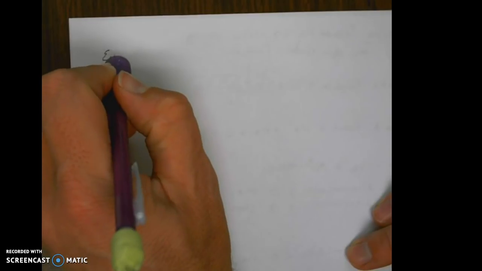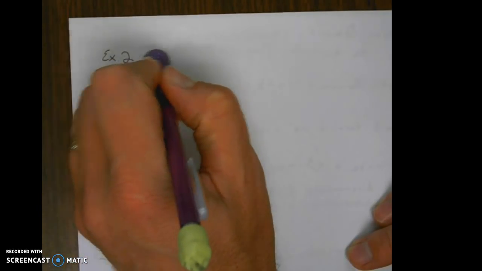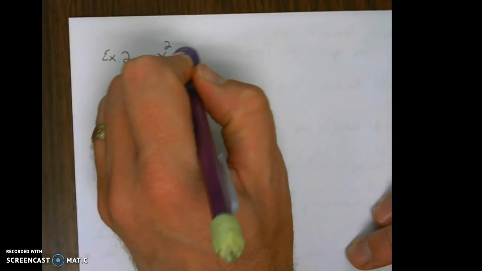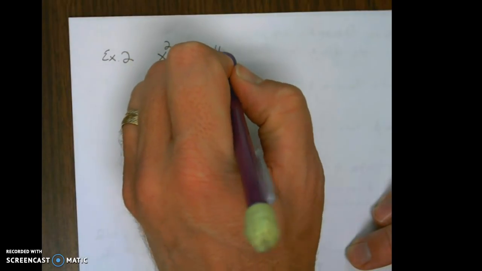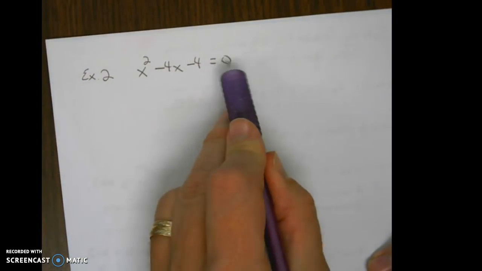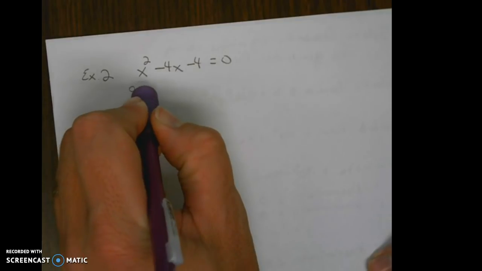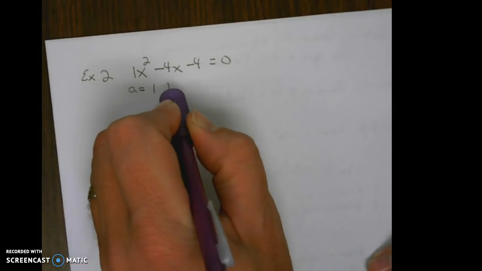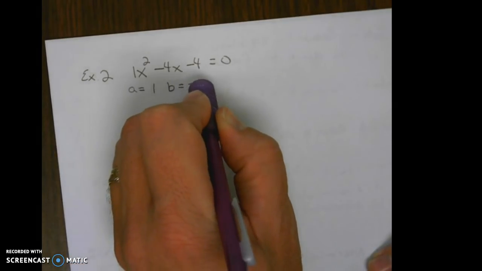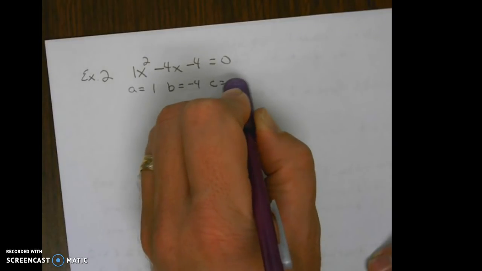Example 2. Here we have x squared minus 4x minus 4 equals 0. Standard form? Yes. Equal to 0? Yes. Okay, pulling out my numbers. A is equal to 1, B is negative 4, and C is negative 4.